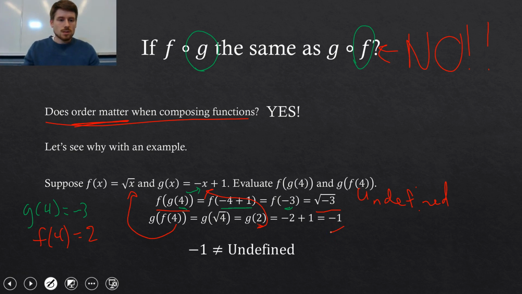And so clearly, negative 1 and undefined, two different answers. Order matters. You can't compose them willy-nilly, f of g of 4, g of f of 4. Which function you do first makes a big difference on your answer. In this case, we could not even find the answer to f of g of 4. G of f of 4 had a perfectly good number answer. It was negative 1. Okay, so very different.